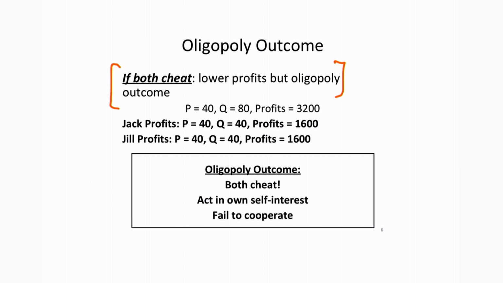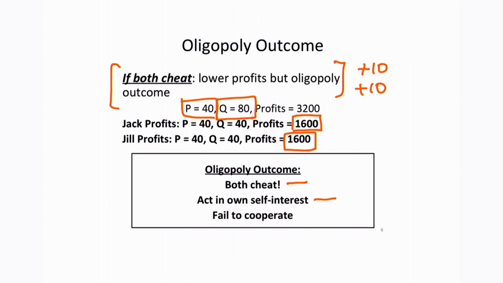Because what happens if they both produce more? Jack produces an extra 10 gallons and Jill produces an extra 10 gallons. That tells us that the total quantity of water entering into the market is going to be 80 gallons. The price then falls to $40. So for Jack, his profits will be $1,600 and Jill's profits will also be $1,600. The oligopoly outcome tells us that they both cheat because they're both acting in their own self-interest.